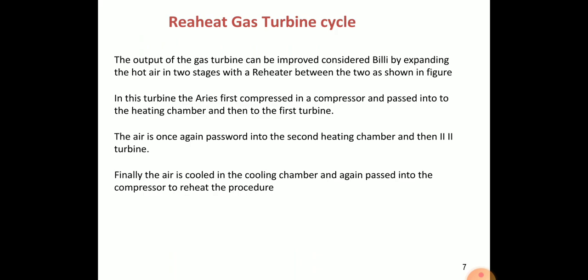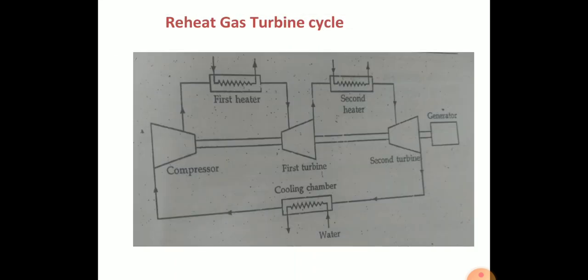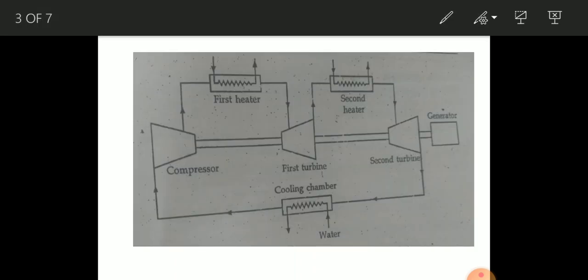Now see here, in this turbine, the air is first compressed in the compressor. Let us see the diagram. The air will enter this compressor. What happens in the compressor? In the compressor, the air will be compressed to a high temperature and pressure. Then from this compressor it will pass into the first heating chamber, and then to the turbine.